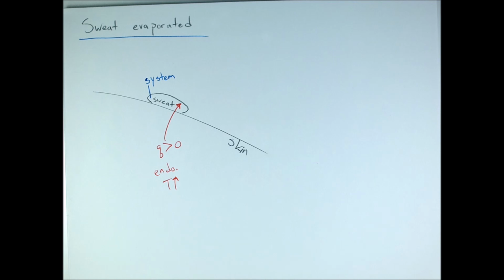So definitely make sure that you're clear on what the system is. If we call skin the system, is that exo or endo? It's exo. It's losing heat. You're cooling off. All right, good.